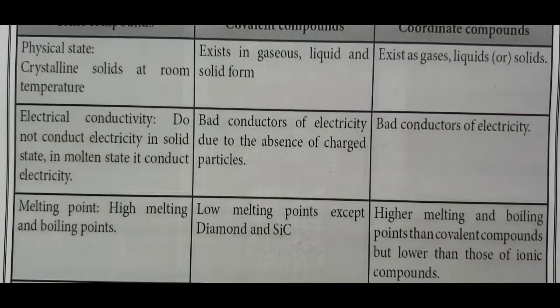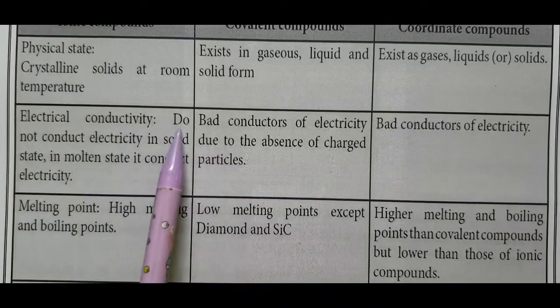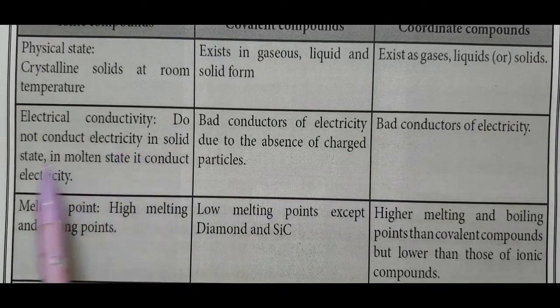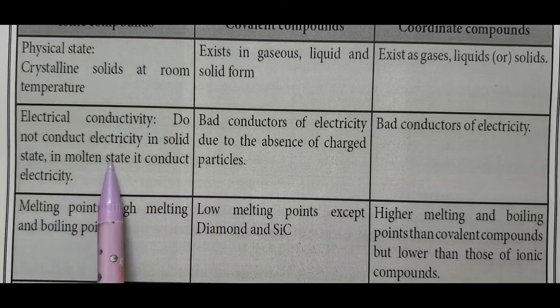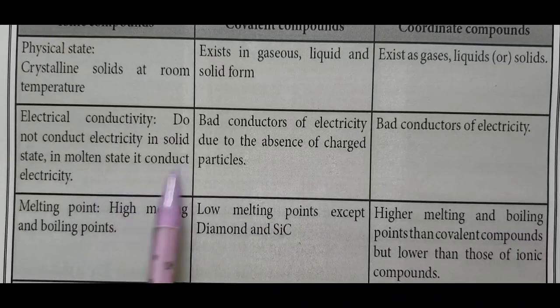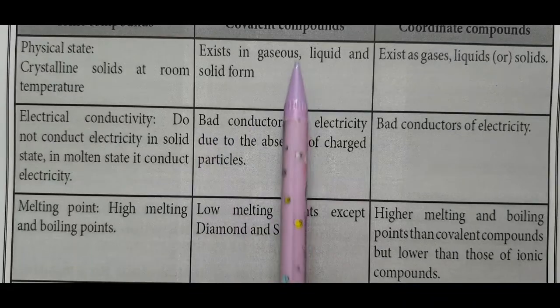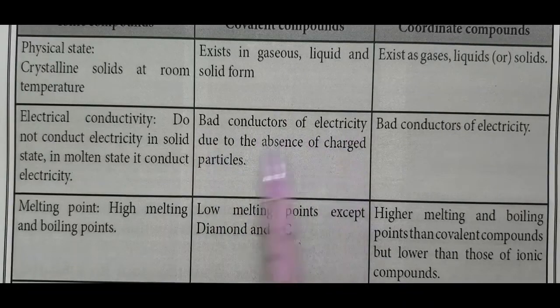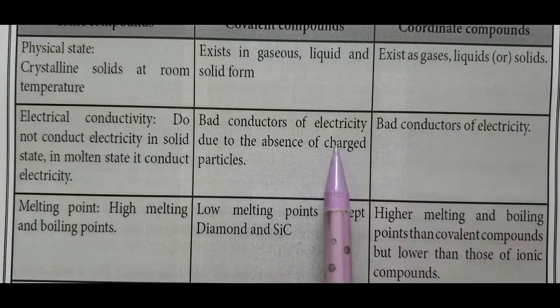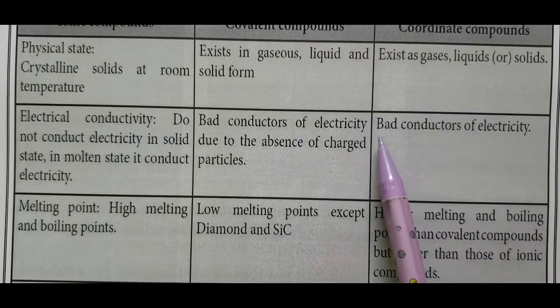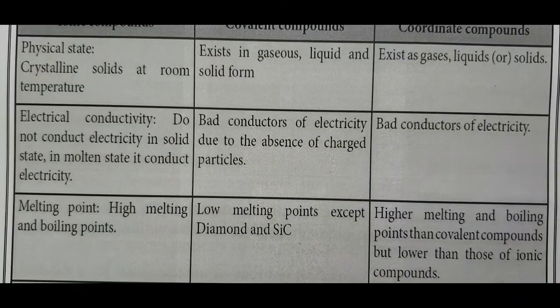Second one is electrical conductivity. Ionic compounds do not conduct electric current in the solid state, but in the molten state, or when dissolved in water, they conduct electricity. Covalent compounds are bad conductors of electricity due to the absence of charged particles. Coordinate compounds are also bad conductors of electricity.